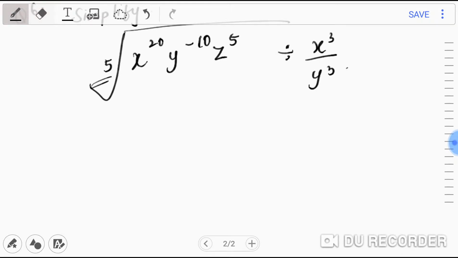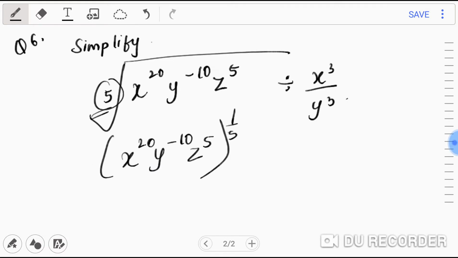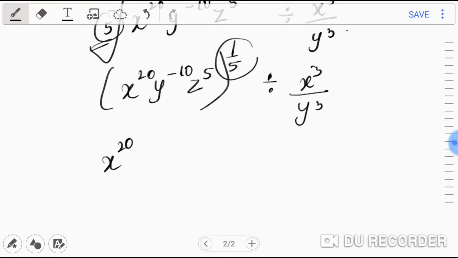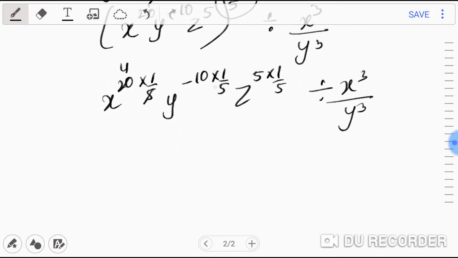Similarly, here, if you can see, we have the fifth root of the whole expression. That means can I take this 5 here as 1 upon 5, divided by x cube upon y cube. So that will make x raised to 20. This 1 upon 5 will be with x, will be with y and will be with z also, divided by x cube upon y cube. Once you got this, you can eliminate this in this way. So you will get x raised to 4, y raised to minus 2 and z raised to 1 divided by x cube, y cube.